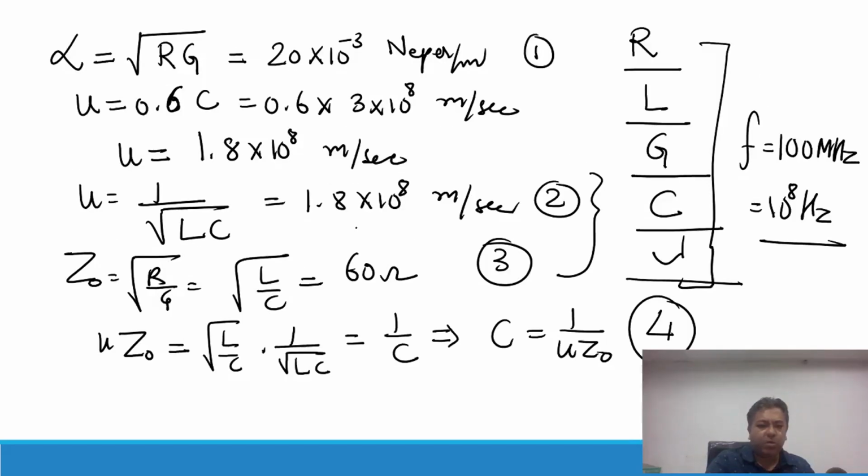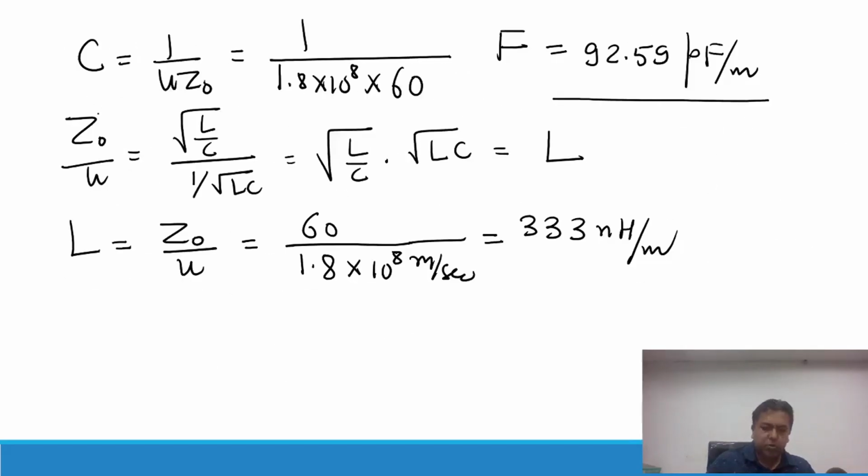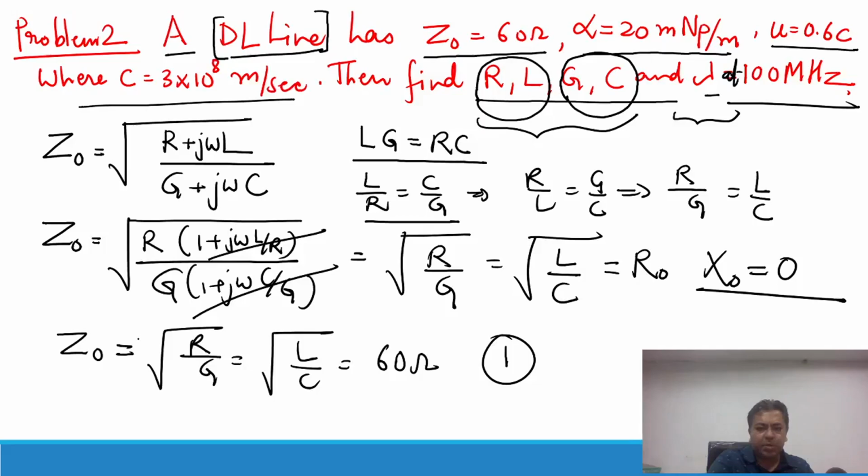And alpha is also given to us. Alpha is equals to root RG, and that alpha is given to us. How much is it? Alpha is 20 millinepper. Okay. Look at root RG, I told you a relation here just now that LG equals RC is the condition of the transmission line, the distortion-less transmission line. So you can write in place of G, you can write RC by L.